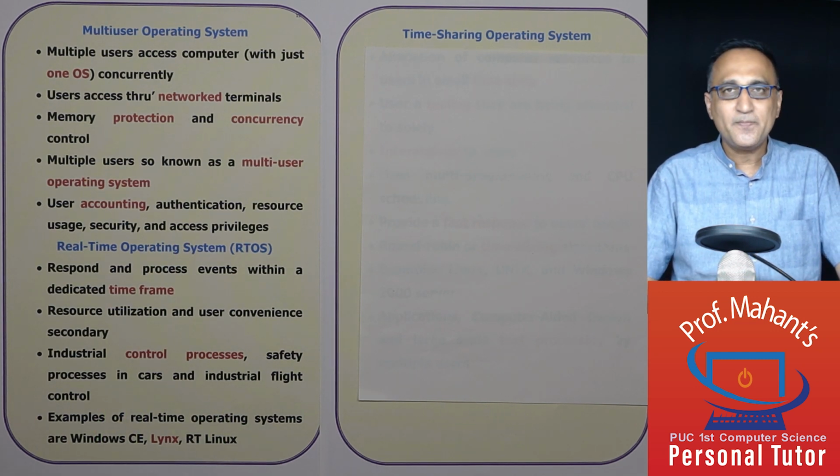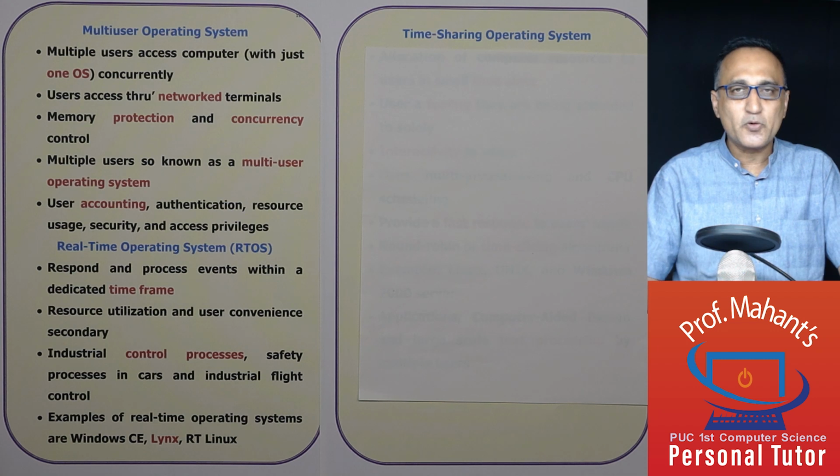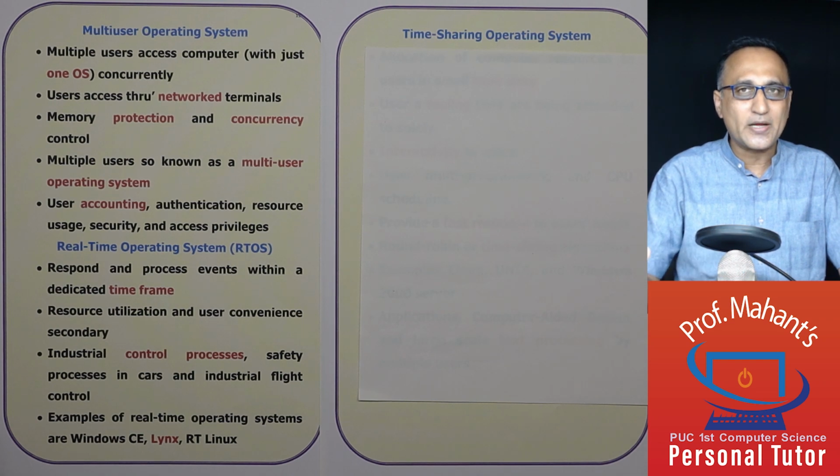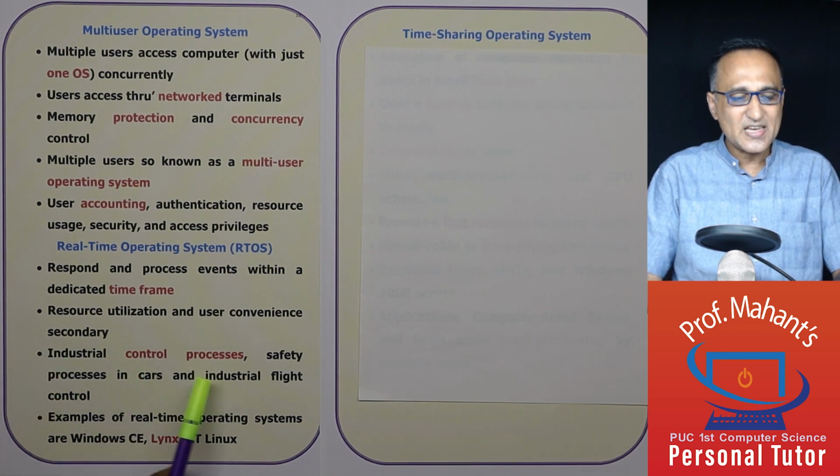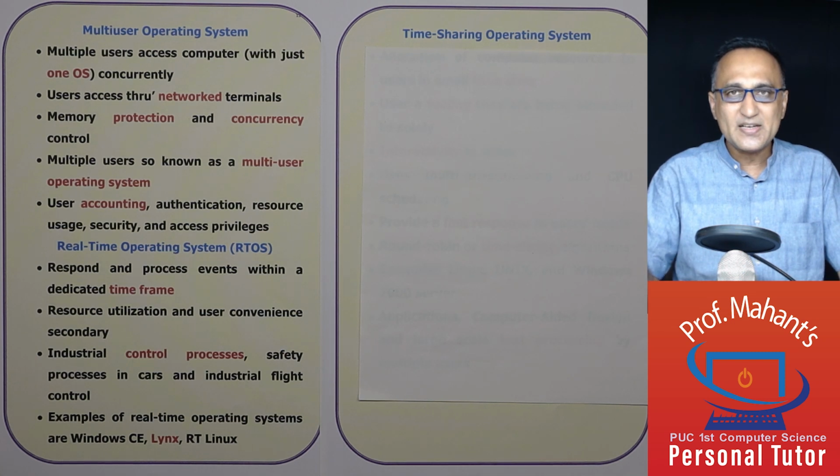Say, for example, I have automatic computers installed in my industry. When there is smoke, straight away the water sprinklers should start in no time. It cannot detect the smoke and wait for minutes together to release the water. So this is an example of a control process in industries which use embedded systems.